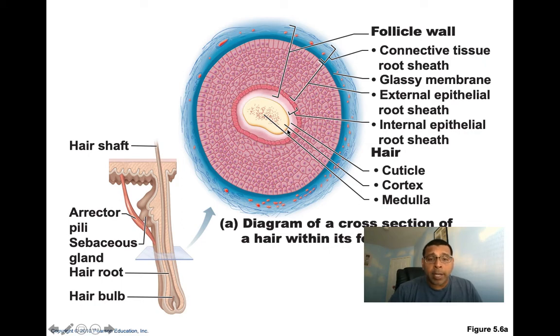Surrounding that cortex then is going to be the cuticle. The cuticle is a single layer of cells that overlap like shingles on a roof. This is the most keratinized part. This part provides strength to the hair. This is where the hair conditioners come and work.